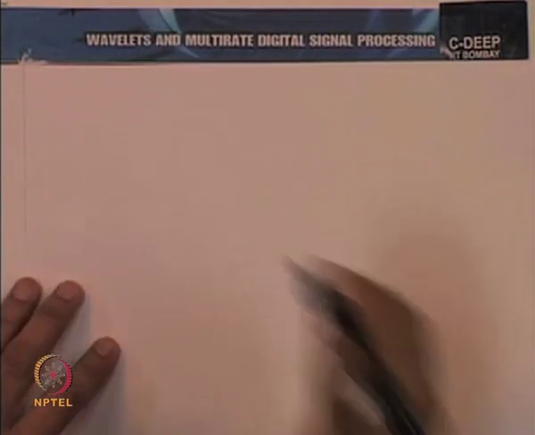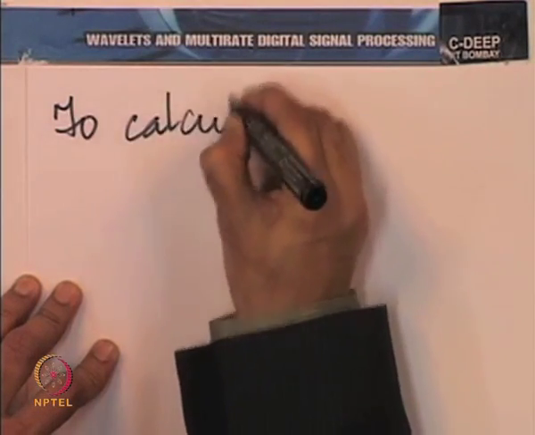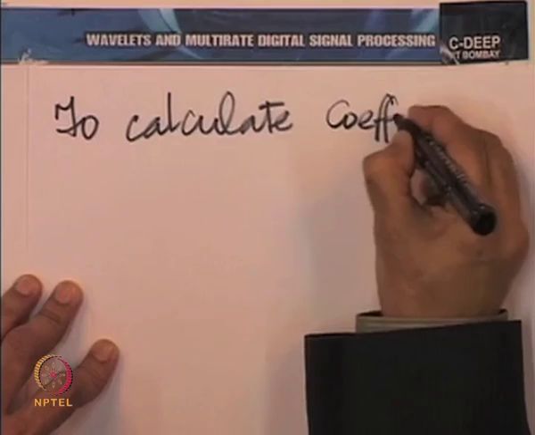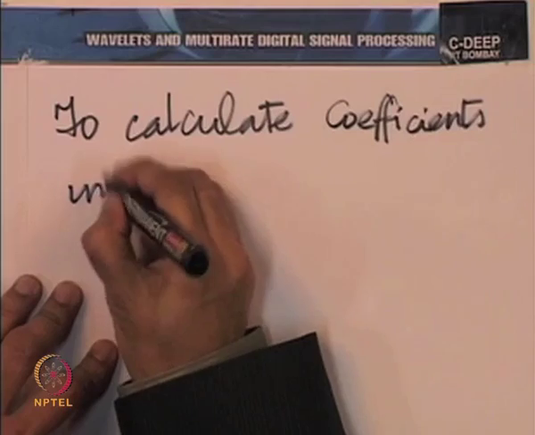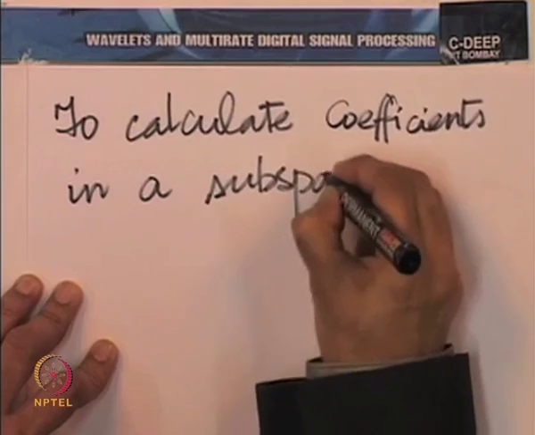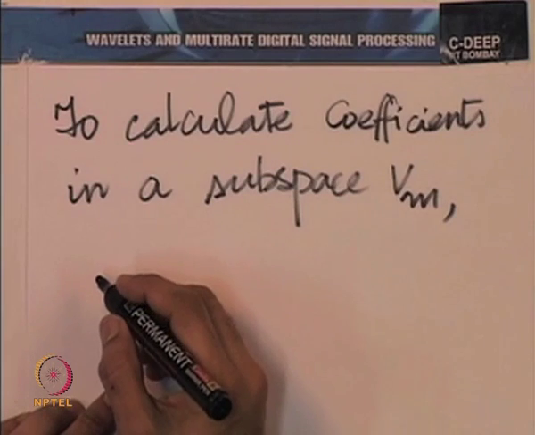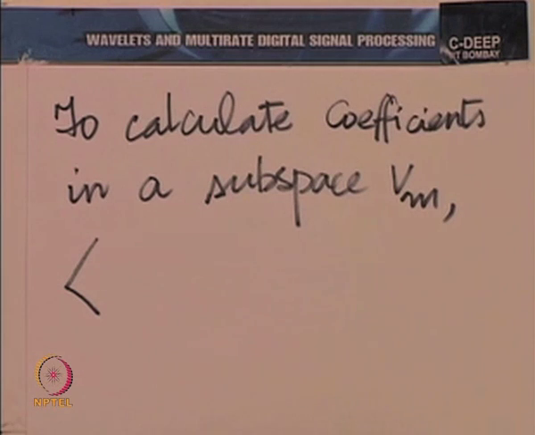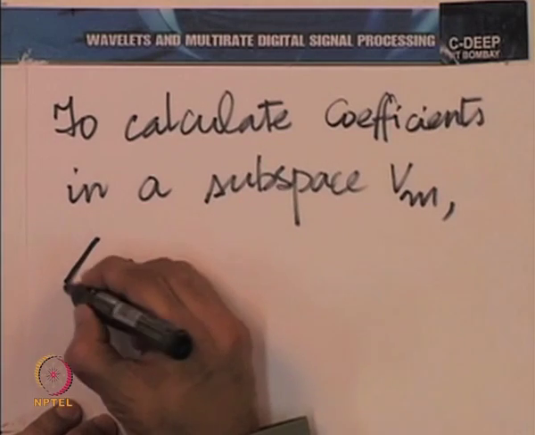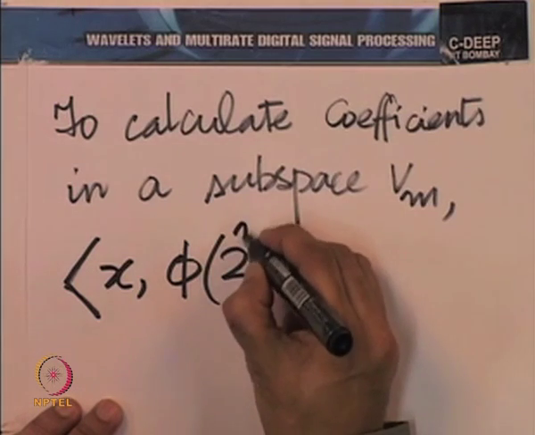And now, let us interpret what we are doing when we take a dot product to calculate the coefficients in a subspace Vm. To calculate coefficients in a subspace Vm, what are we effectively doing? We are taking an inner product, namely the inner product of an x with phi of 2 raised to the power of m t minus n.